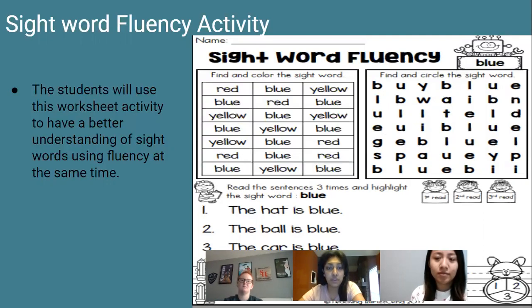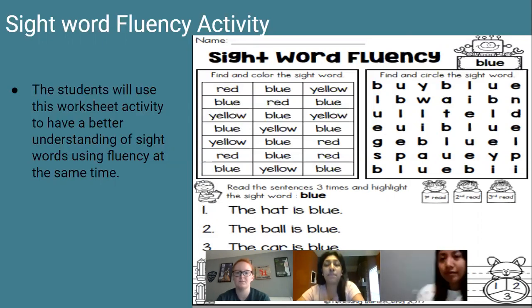So the student will go and highlight the word blue, and also they'll look into the words that they could find. And of course, they have to look for the word that says blue as well. And then it says spin and write. So pretty much it will be a very good example for the kids to know what's going on and have a better understanding of fluency.